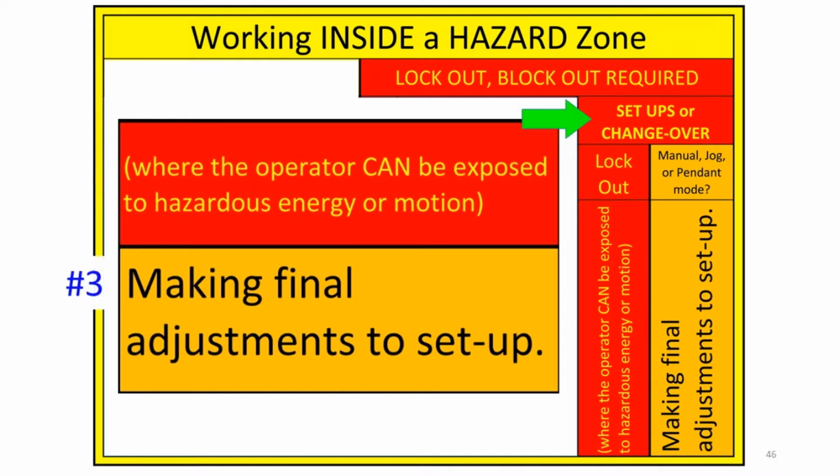What do I do? If that's the case, OSHA expects you to complete the tasks that you can while the machine remains locked out, and then energize the machine and complete those final steps, but from outside the hazard zone. That's why the number 3 box is orange and not red, red indicating a full lockout.